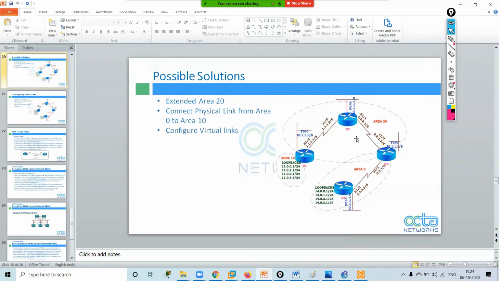Now this will be the topology that I'll be using for virtual links. My loopbacks will be in area 10. These three routers will be in area 20, and between R2 and R3 and R4, I'll be running area 0. So this will be my topology that I'll be showing you.